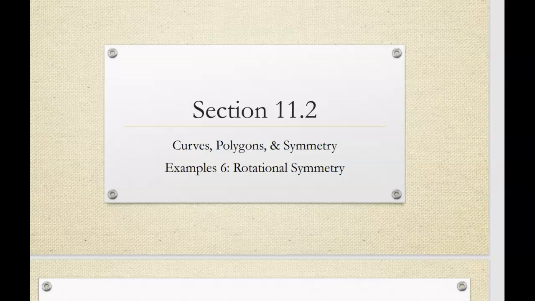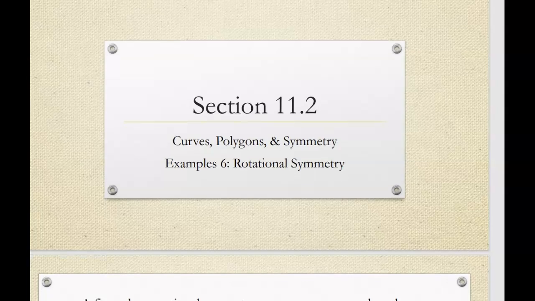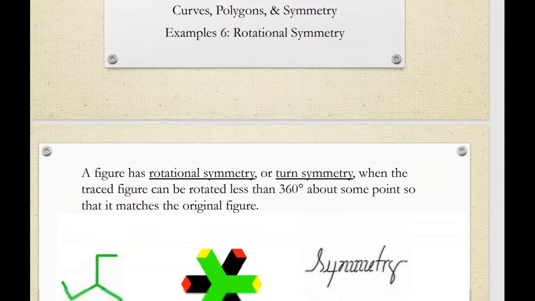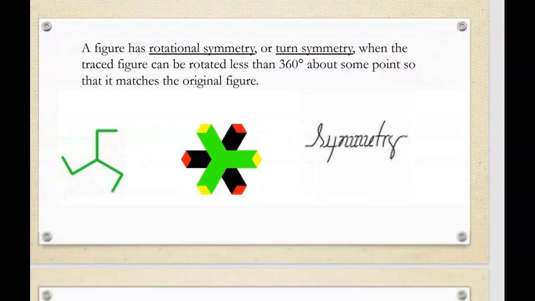Look at some rotational symmetry. Rotational symmetry is where we can rotate things less than 360 degrees and it be the same as the original figure. We can turn it and make it the same without turning it all the way around. I mean, if we turn it all the way around, what's the point?